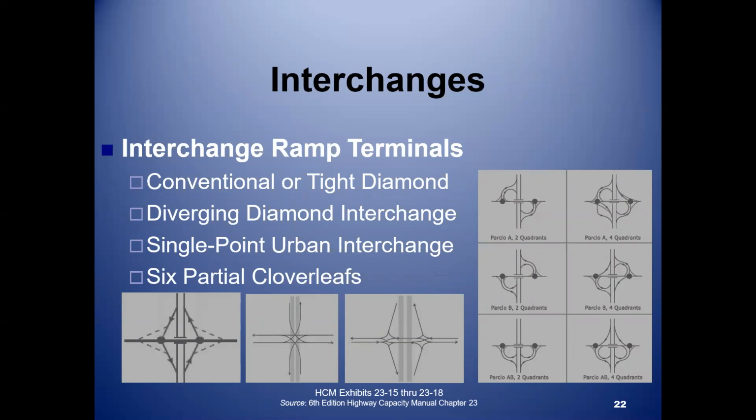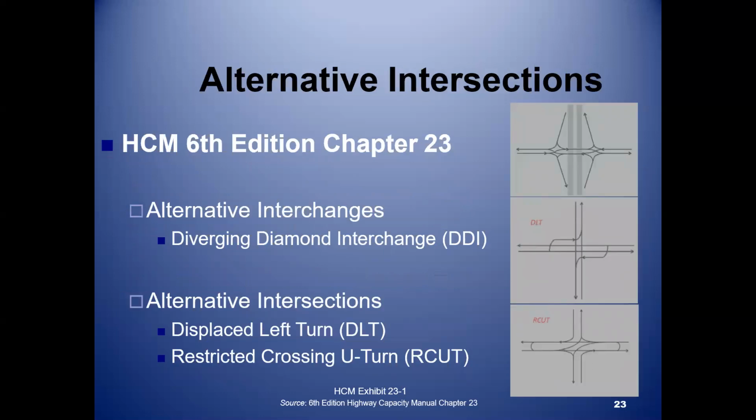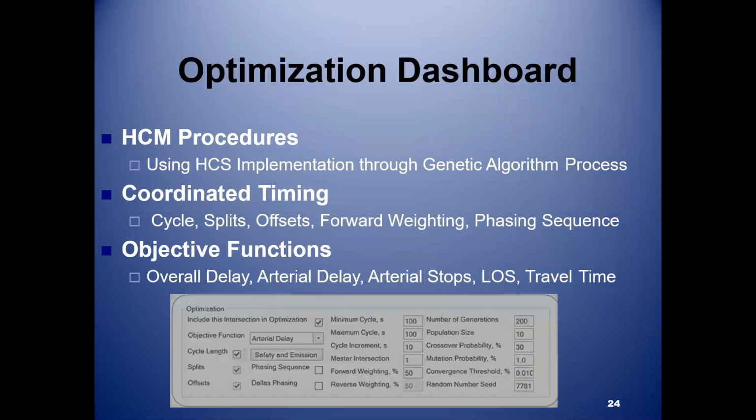So you can embed the interchange within the arterial, whether it's a diamond interchange, a SPUI, a DDI, or 6 different flavors of partial cloverleafs. The same is true for alternative intersections. You could have a DDI, you could have a displaced left turn, you could have a R-cut or super street, you could have an MUT intersection, also could be factored in and included in that arterial. So now you're optimizing using the ACM procedure with all these things built in.